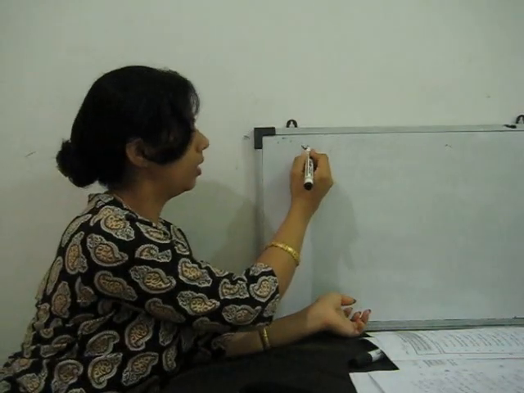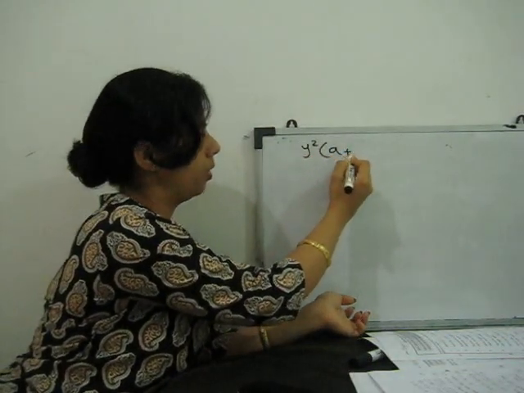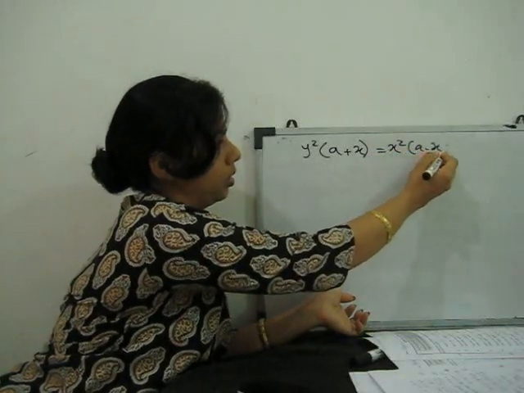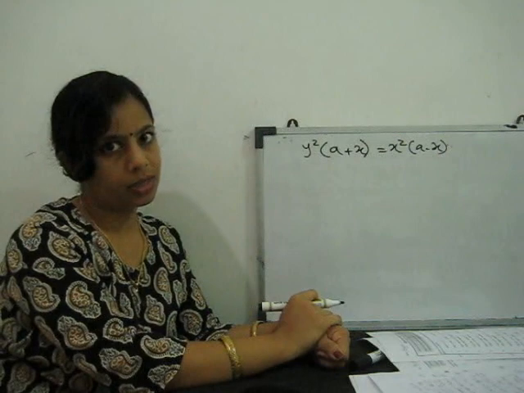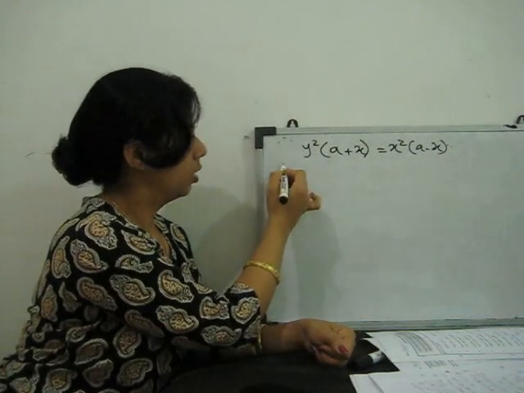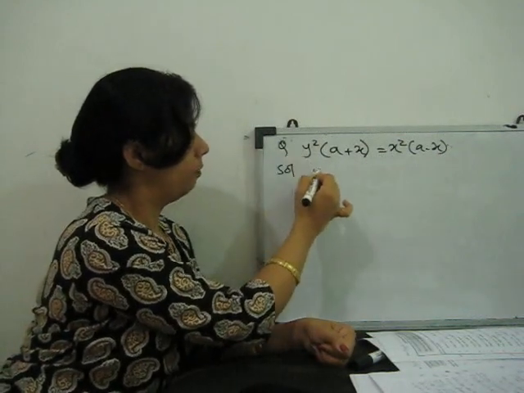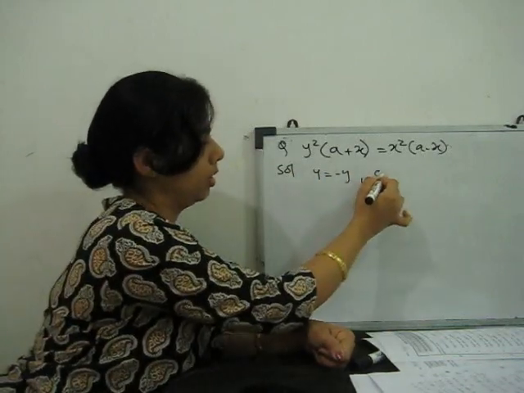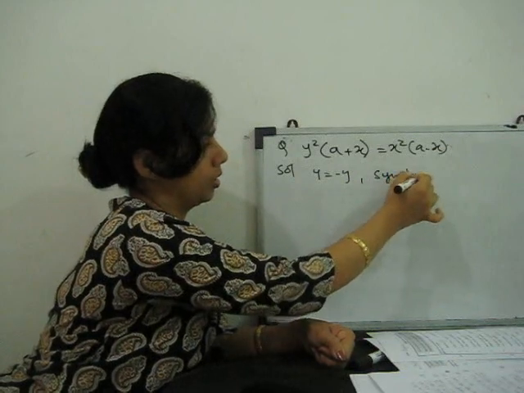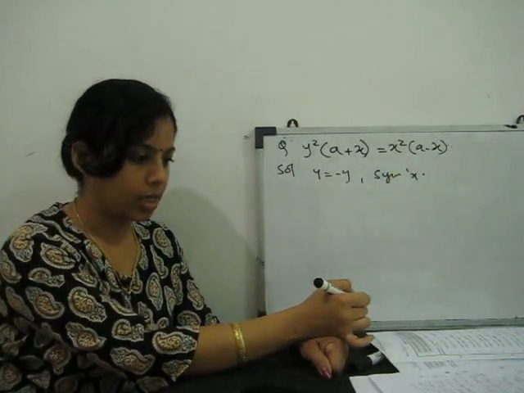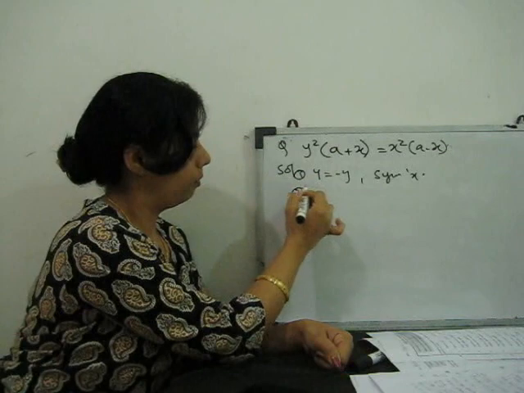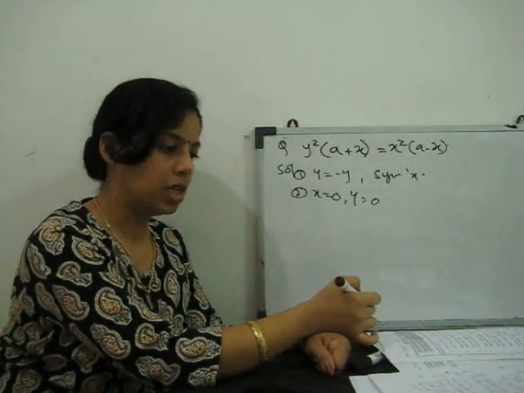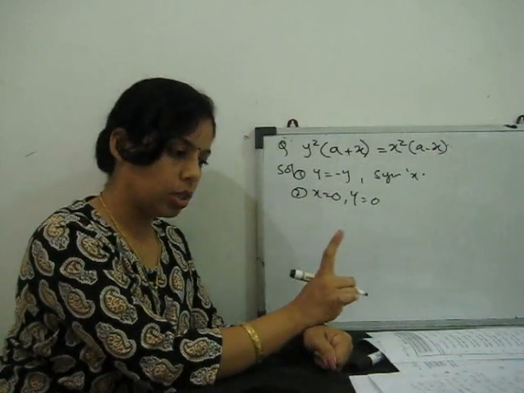one more example. If y square times a plus x is equal to x square times a minus x. Solution. If y is equal to minus y, curve cannot change. Symmetric about x-axis. Clear? Second thing, 0, 0. If x is equal to 0, y is 0. It means it passes through origin.